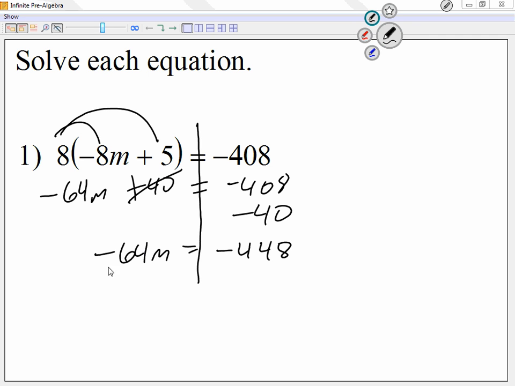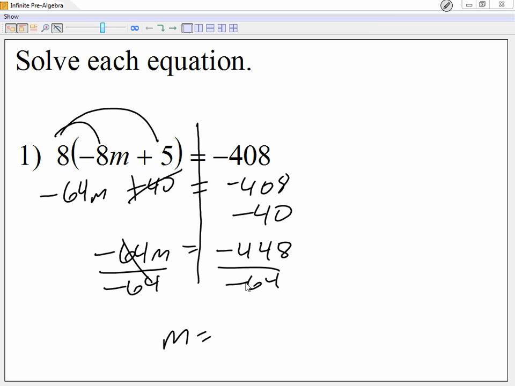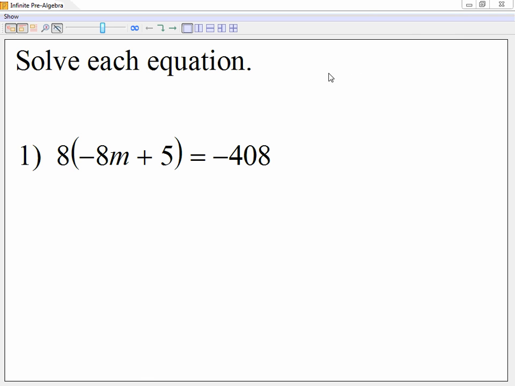Now, let me divide both sides by negative 64. I know negative divided by negative is positive. 448 divided by 64 is 7. So get rid of parentheses, letters on one side, numbers on the other, and then divide by the number in front of the m. What was that? No, because negative divided by negative would be positive.